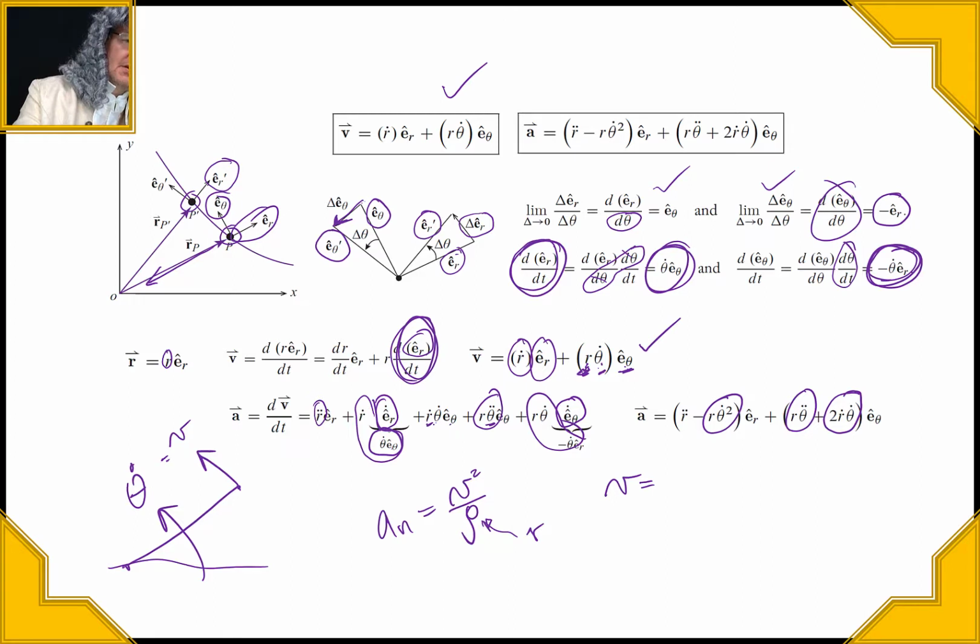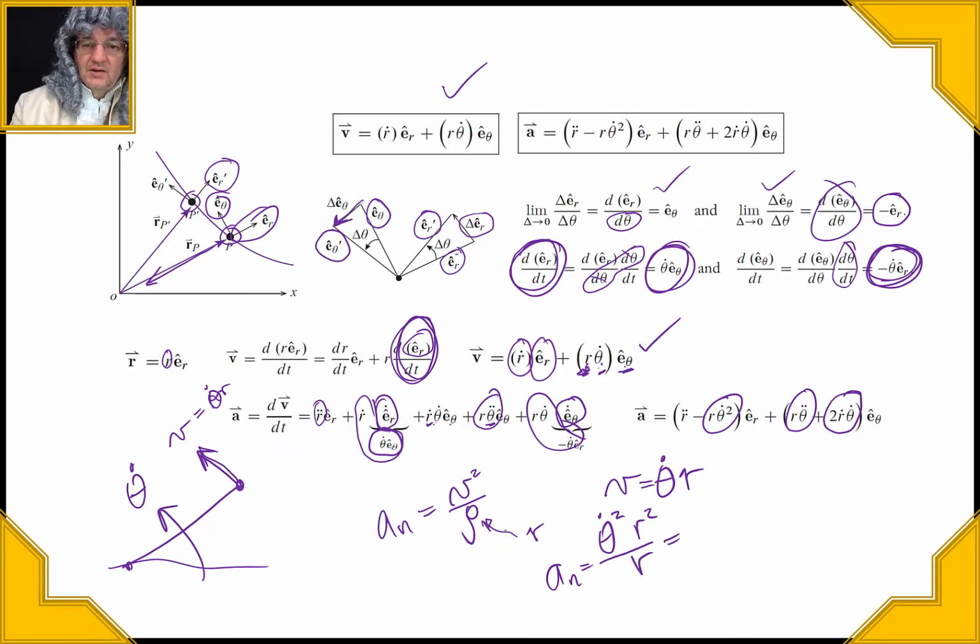That's theta dot times R right here. That velocity right here at the tip, right along here. If it's only along here, that's going to be theta dot R. So if you square that, you could say AN is equal to theta dot squared R squared divided by R. You'll see that you have theta dot squared R. And there you go, that's how they're related to each other.